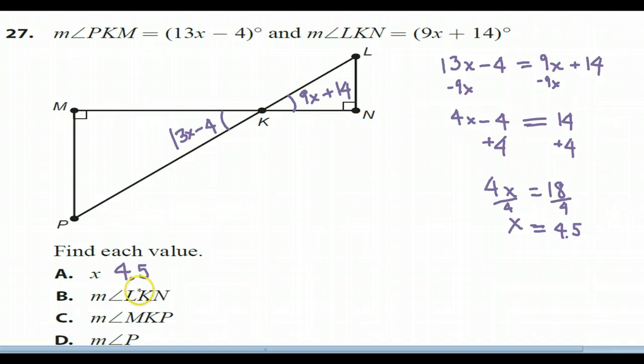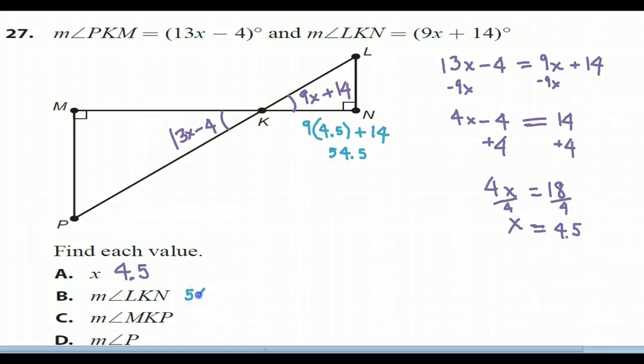Okay, now for part B, I'm looking for the measure of angle LKN. So let's look at the picture. Here's LKN. Well, I know already that angle LKN is 9x plus 14, and now I know what x is. So I can plug it in, and I'm going to get my answer for part B. So I'm just going to take 4.5 and plug it in there for x. Simplify that. Remember to multiply first and then add, and you're going to get 54.5. So that's my answer for part B.